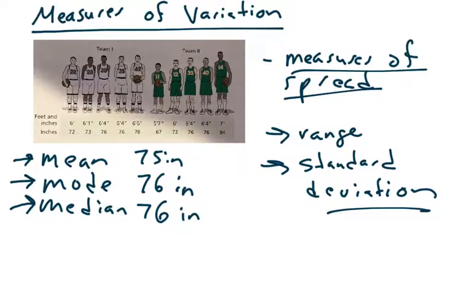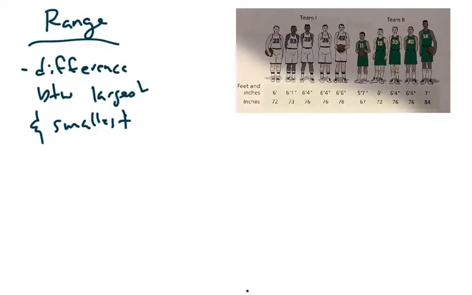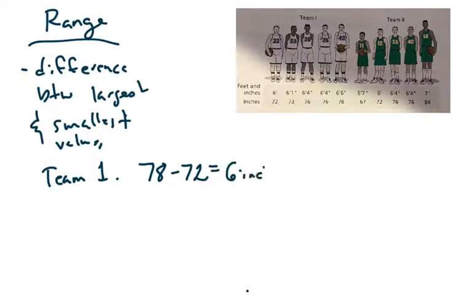So first let's go over the range. Range is just the difference between the largest and the smallest values. Let's do Team 1. Team 1, the largest player is 78 inches, and we're going to subtract the smallest player's height from it, 72. That is going to give us 6 inches. The range is 6 inches for Team 1.